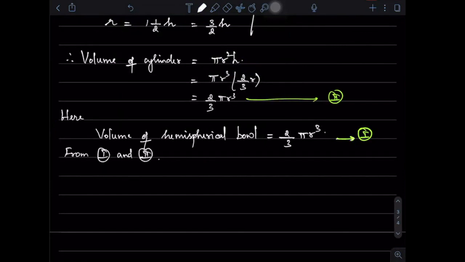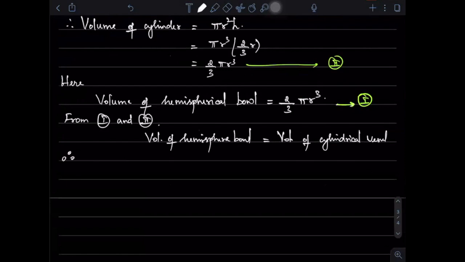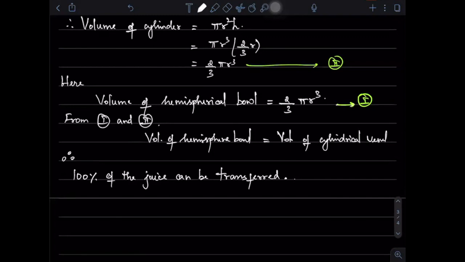The volume is the same, right? Volume of the hemispherical bowl is equal to volume of the cylindrical vessel. So what is the conclusion? Therefore, 100% of the juice can be transferred. They're asking how much percent can be transferred, right? Therefore, 100% of juice can be transferred. That makes sense?